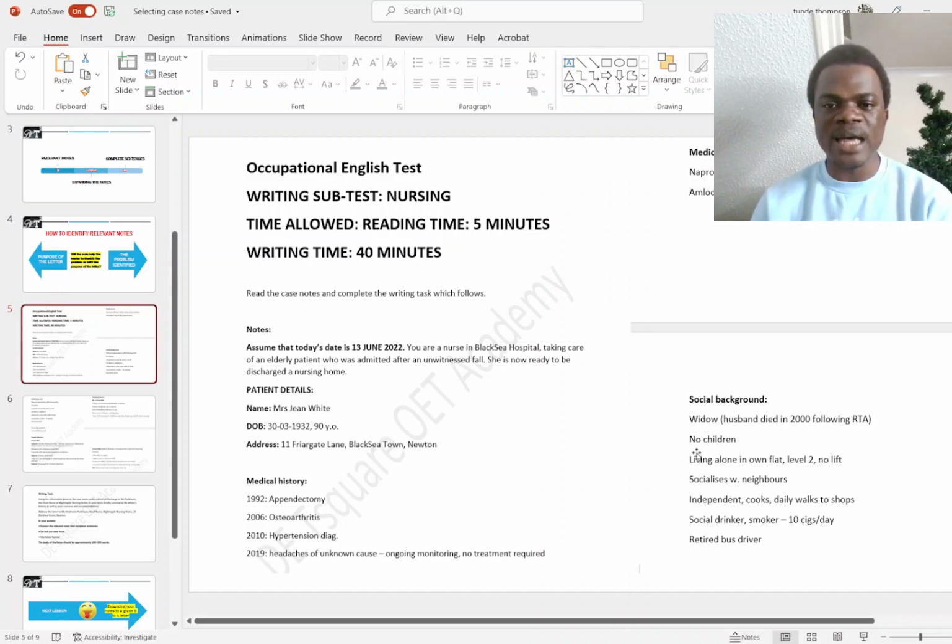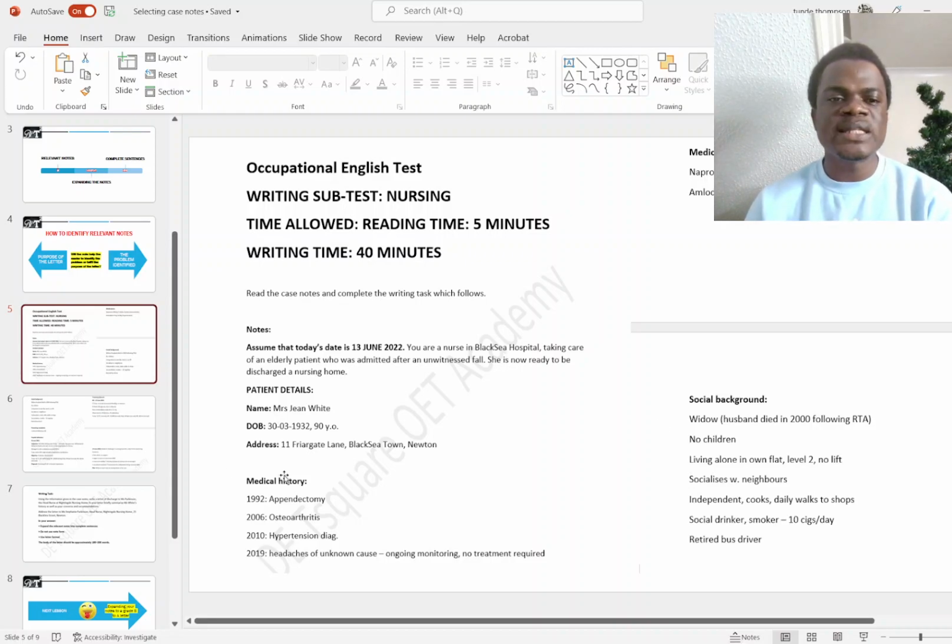Looking at this social background, this patient is a widow. The husband died in 2000, and this patient has no children. This patient lives alone, although she's independent and she's a retired bus driver.